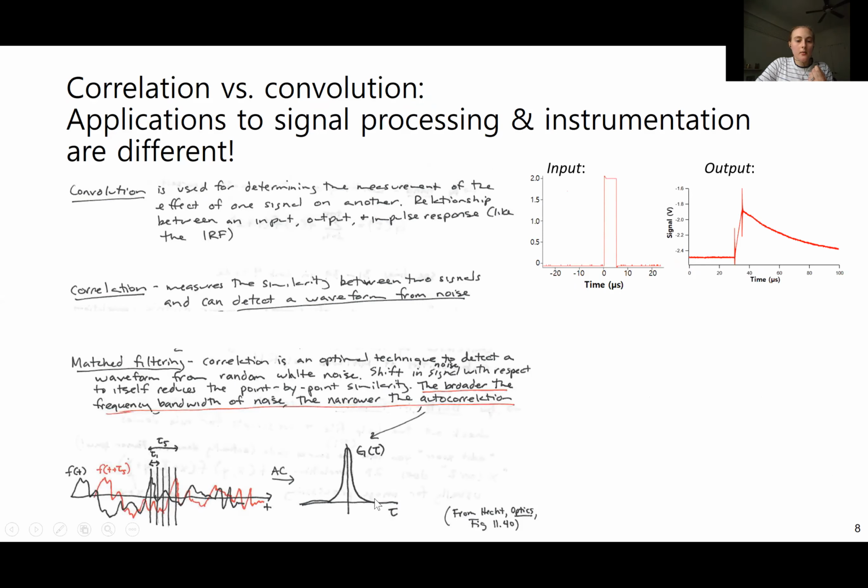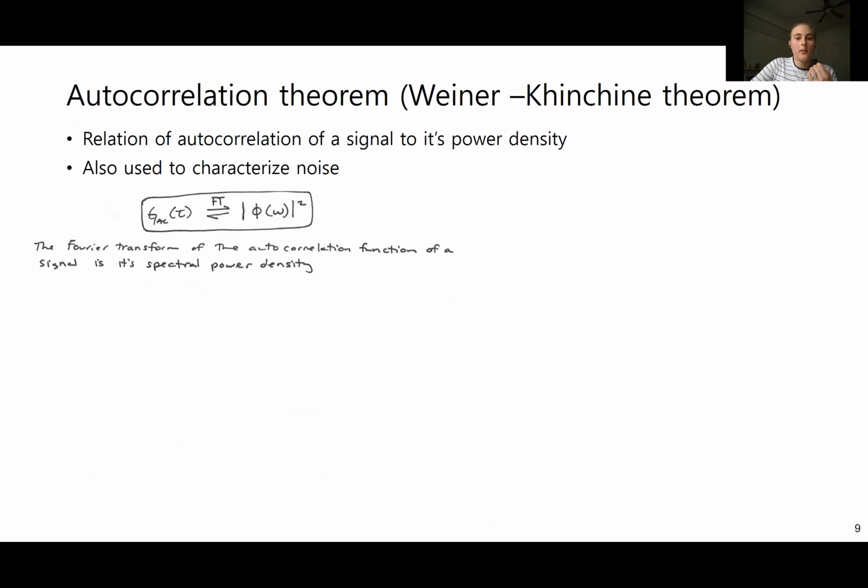So also related to using correlation to understand noise, that's the point of this autocorrelation theorem. We've used spectral power density in the past, where it was more convenient to explain filters. But this theorem states that if you take the Fourier transform of an autocorrelation function, it's going to give you the spectral power density of your signal. So tomorrow we're going to go over using spectral power density to describe noise.